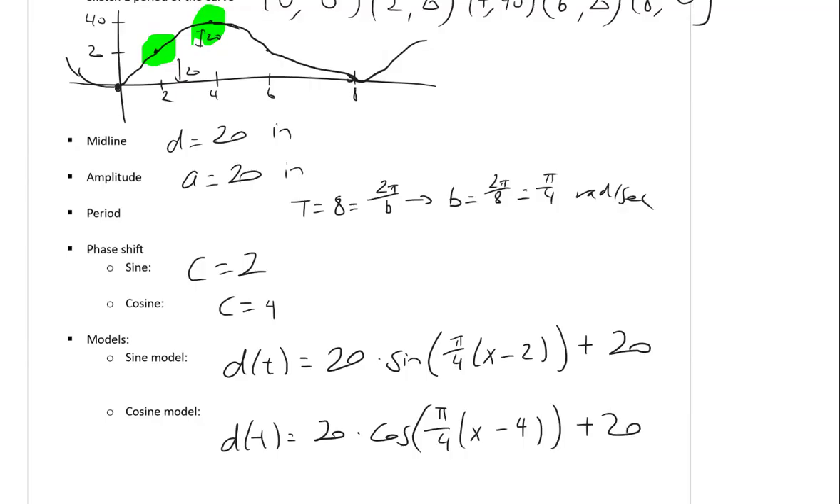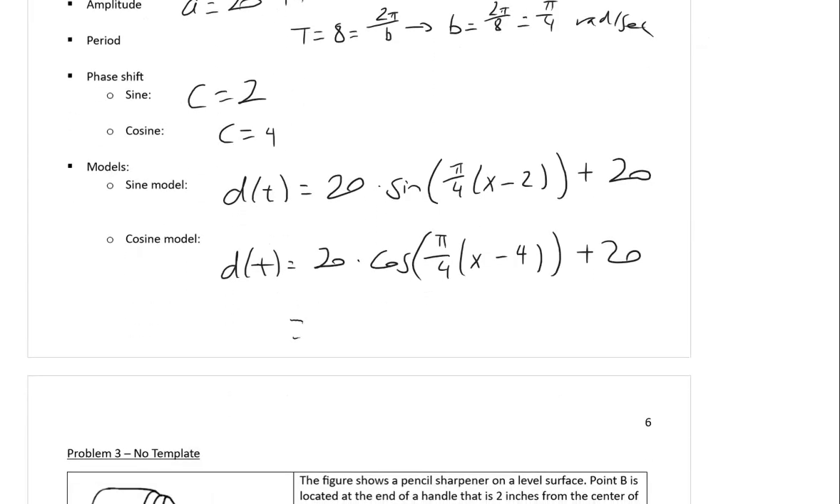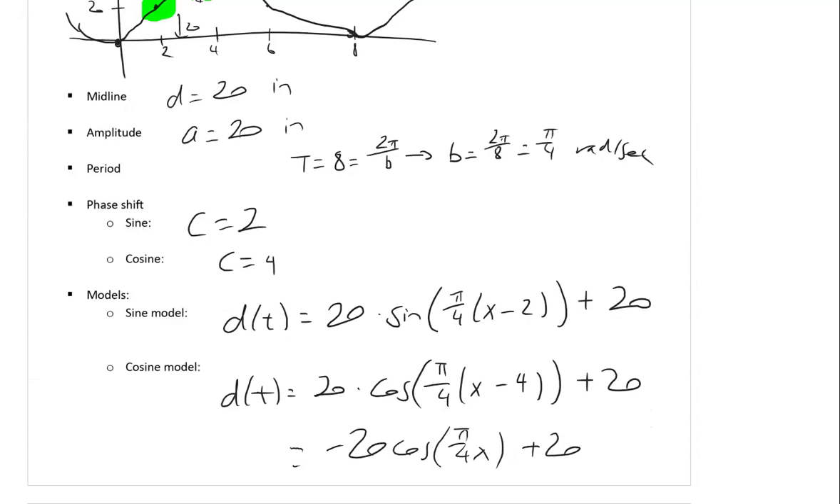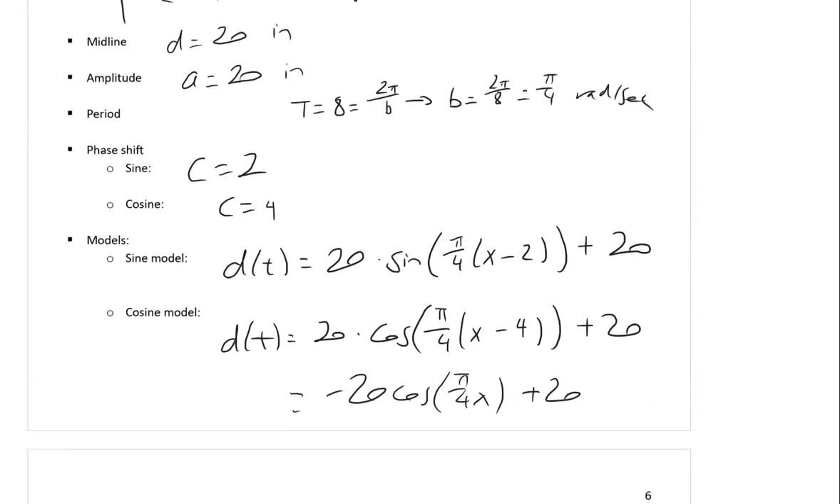Okay, here are 2 possible models. Again, you could probably just do like d of t is minus 20 cosine pi over 4x plus 20. I think that would work as well. If you like doing that, by all means, but people get confused. So if you don't want to bother with any reflection, go with just phase shifting. Okay. That was with a template.